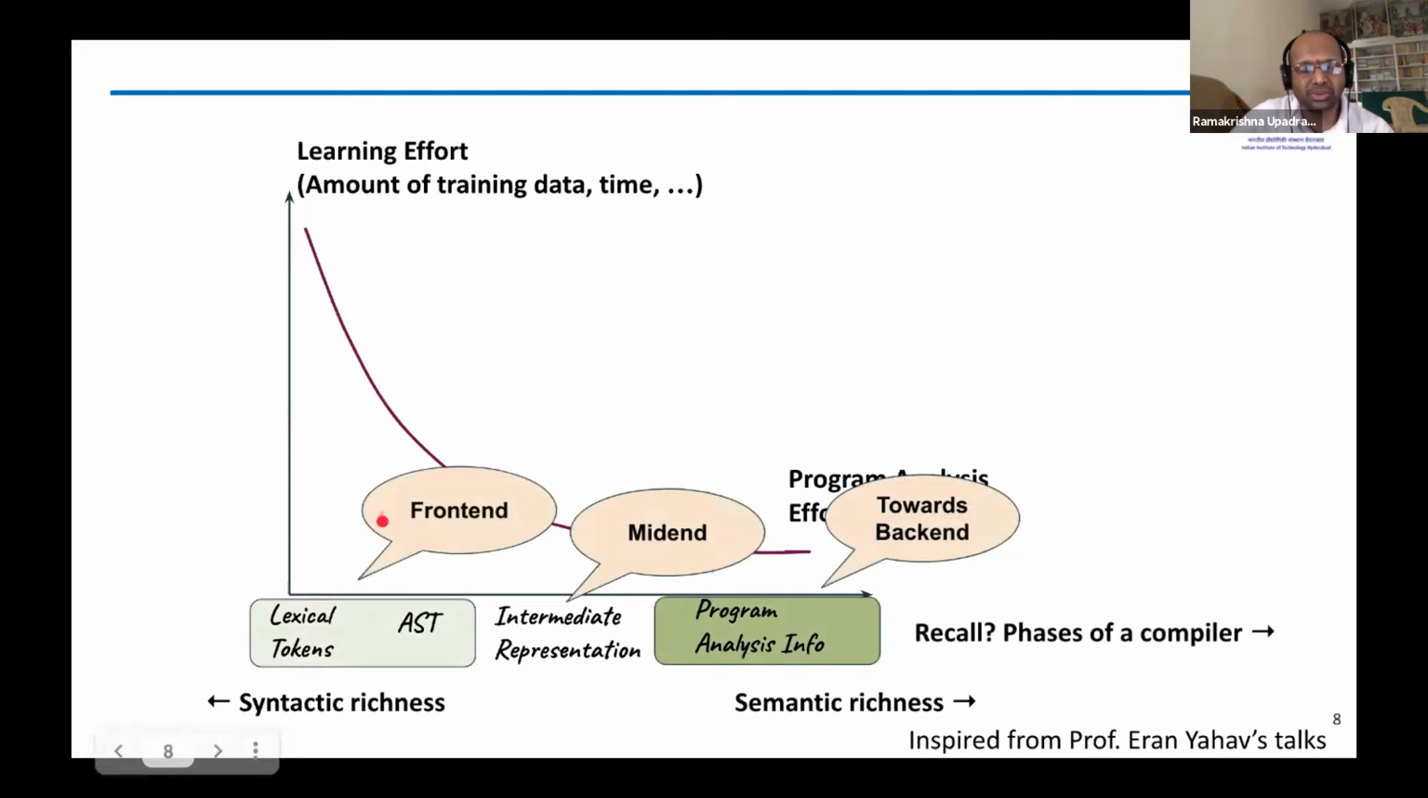Just to use some compiler terminology, lexical tokens and AST you can classify as front-end based representations. Mid-end is a very strange name and many people don't like it, but let's call intermediate representations mid-end based representations. And then you can have more program analysis, more back-end representations, etc. Please hold on to this slide. We'll come back to this probably at the end of this talk, and then we classify the various techniques which we have studied in this block.